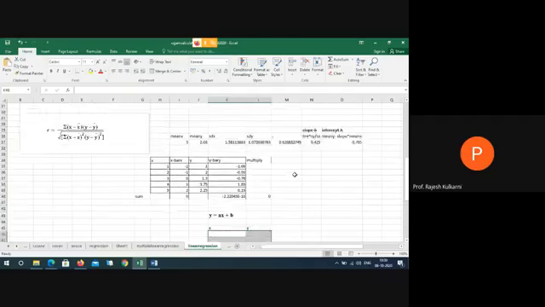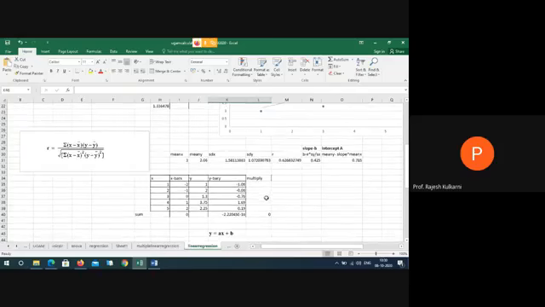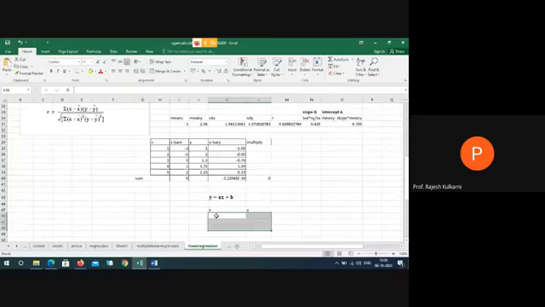Now, what is the purpose of linear regression? Basically, the purpose of linear regression is predicting the future value of the dependent variable. Which is the dependent variable? Y is the dependent variable. Which is the independent variable? X is the independent variable.